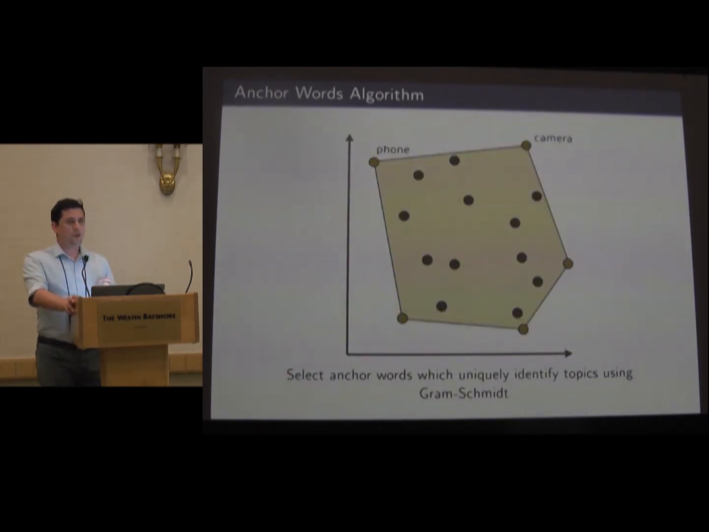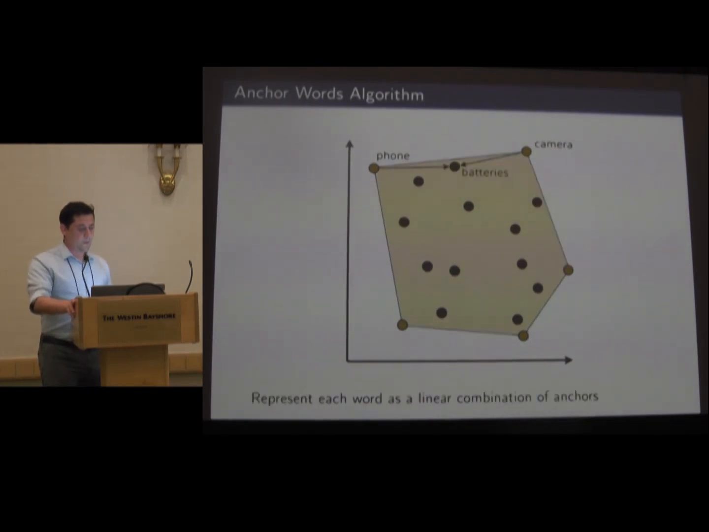The next step is to then choose specific words, which we call anchor words. These words uniquely identify a topic, meaning that they have non-zero probability only in the topic which they anchor. So camera, for example, is a word we assert only occurs in the context of discussion about cameras. It cannot occur anywhere else. Typically, we discover this using a modified form of the Gram-Schmidt process, and we assume that these words satisfy this separability assumption, namely that they're unique to topics.